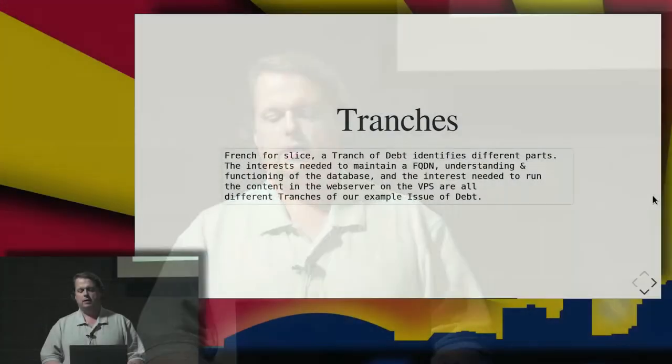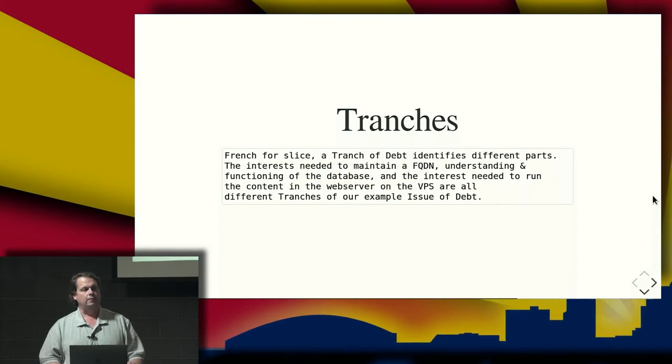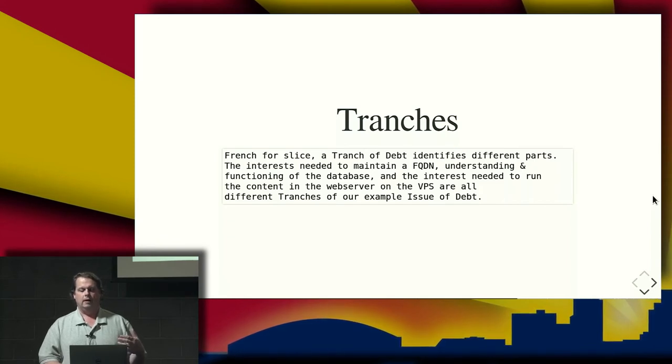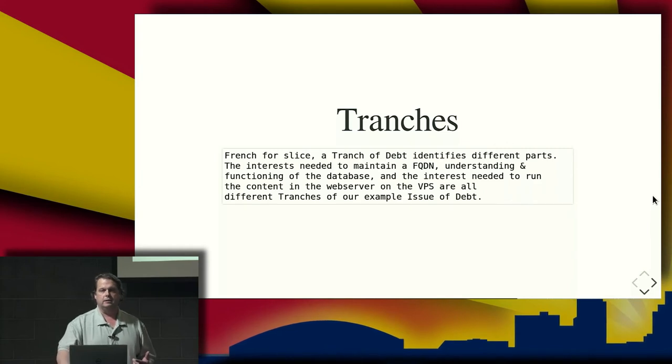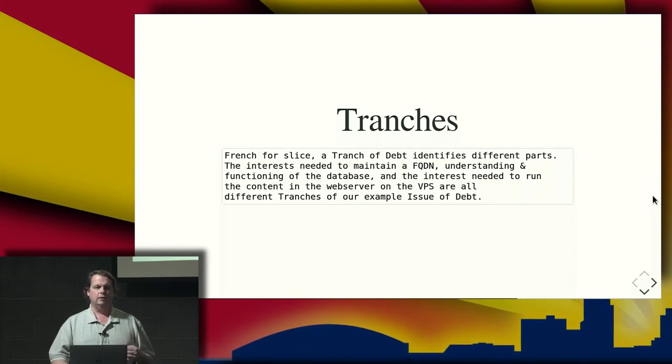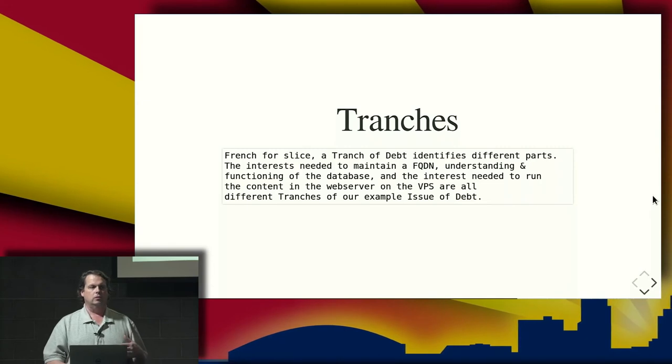Then tranches. This is a very interesting aspect. It is French for slice. And basically, when you create a digital asset and undertake the intangible debt for that, you can identify different parts of the debt. In the financial world, the debt might be segmented according to risk levels or time frames. But for example, in our example, the amount of attention needed to maintain a fully qualified domain name, or understanding the functions of a database, or the interest needed to run content on a web server on a VPS, are all different tranches of this intangible debt.